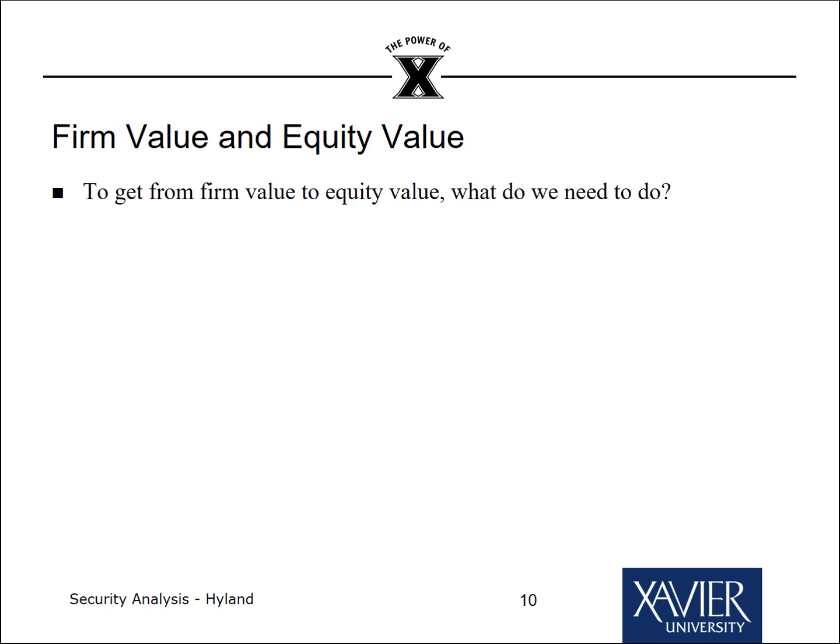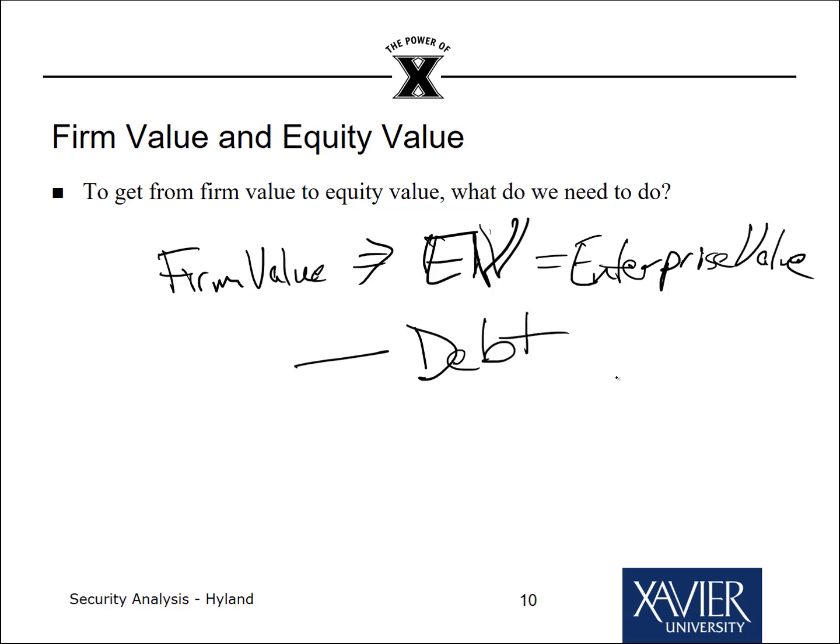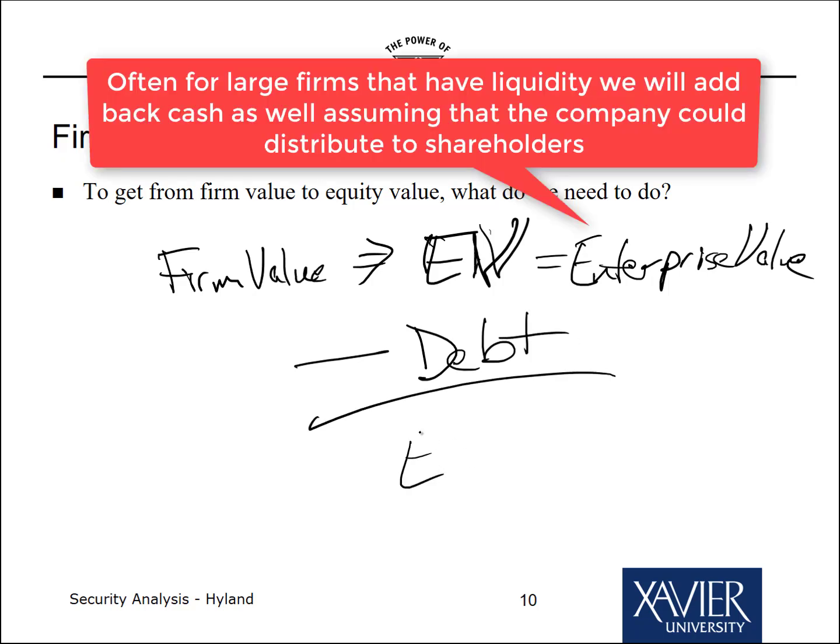So just did a quick test to get from firm value to equity value. We take firm value, or often we call it enterprise value. Enterprise value. We subtract debt, typically long-term debt. We get equity value.